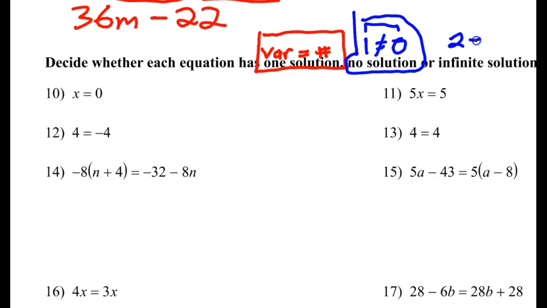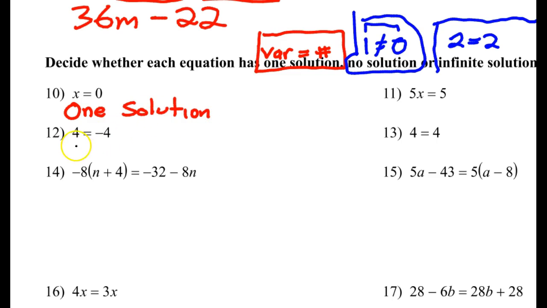If they come up with something that's very obviously true, does 2 equal 2? Yeah, there's no variable, so that's what an infinite solution will look like. So looking at number 10, what is that? One solution, no solution, or infinite? Right, we have variable equal to number, variable equal to number. So the answer is 0. That's the one solution, 0.